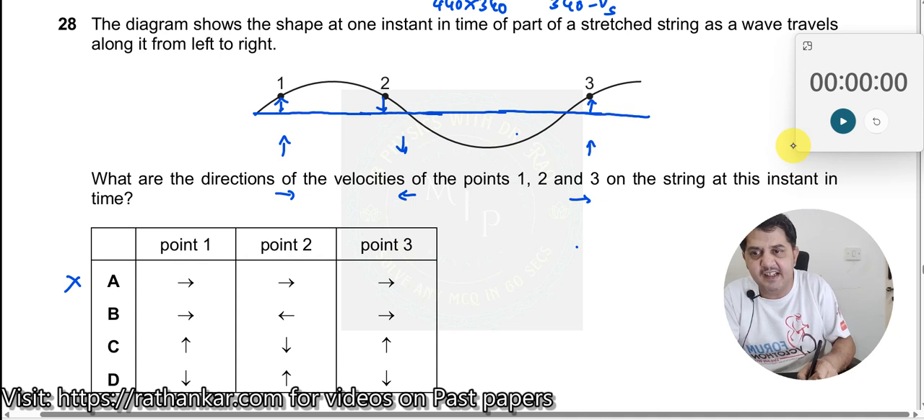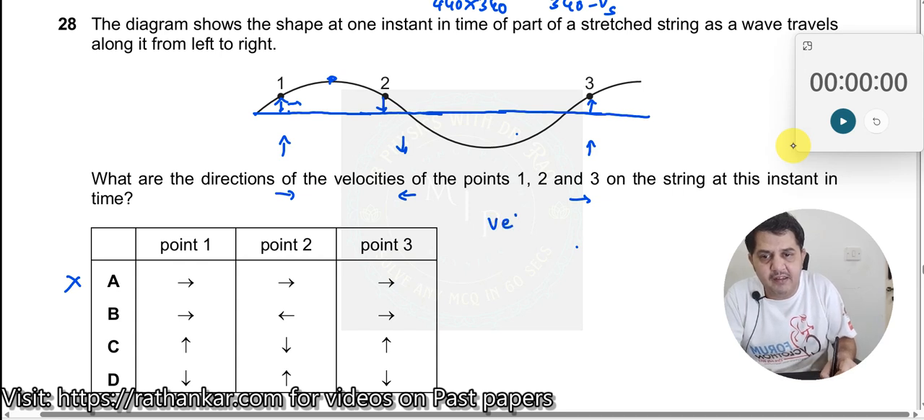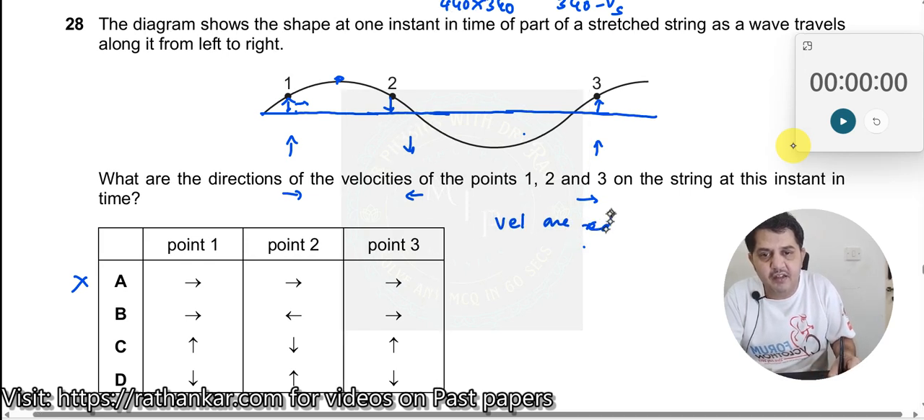Now, let us understand something here. When the particle is vibrating like this and it comes to this position, what will be the velocity of this point? The velocity of this point is 0 here. That means as every particle goes nearby to this equilibrium point, you observe the velocity keeps on reducing. That means here, for points 1 and 3, velocities are reducing.